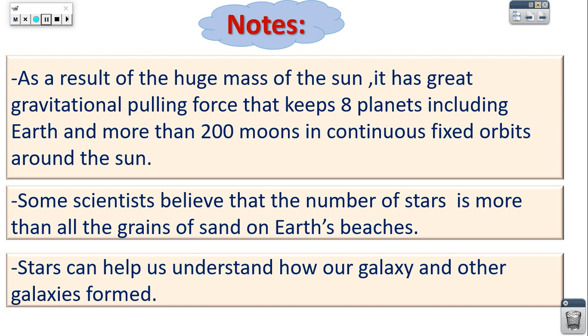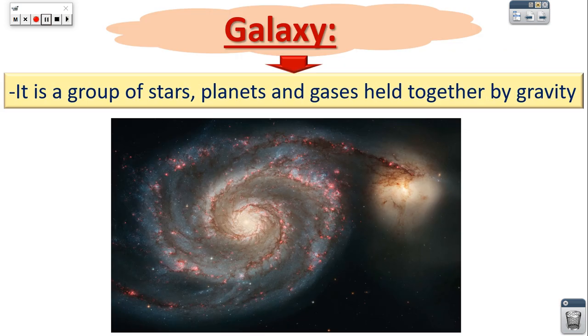Okay, as we said before, the Sun is the biggest body in our solar system. So the Sun has the biggest mass and it has the biggest gravity. And this big amount of gravity force allows the Sun to attract 8 planets and more than 200 moons to revolve around it in fixed orbits. Some scientists believe that the number of stars in our universe is more than the number of sand grains on the Earth's beaches. Stars help us to understand how our galaxy and other galaxies are formed.